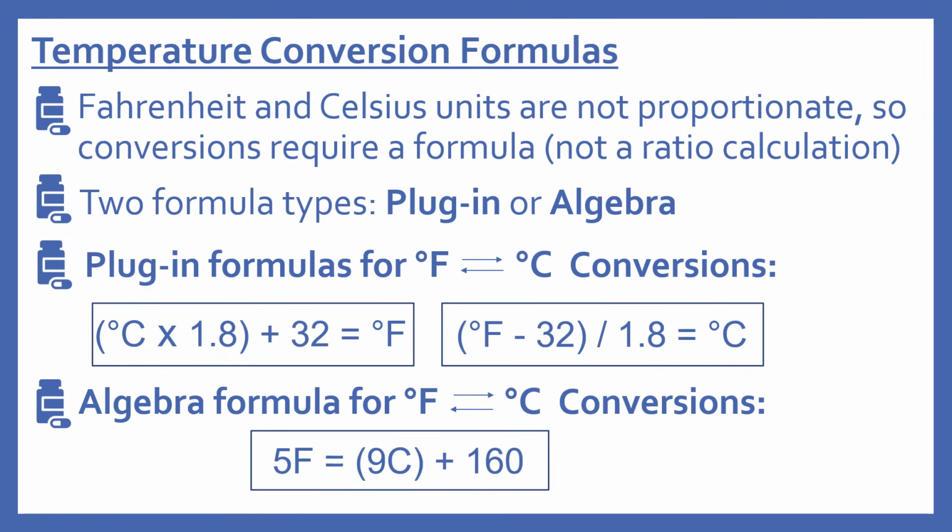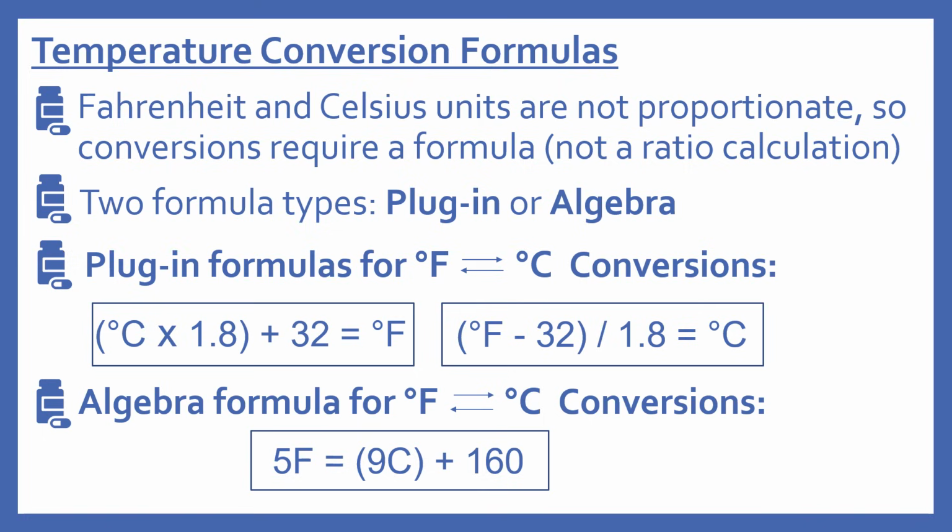Now we'll talk about the temperature conversion formulas. So Fahrenheit and Celsius units are not proportionate, so conversions require a formula. You can't just do a ratio calculation with these because their units are not proportionate. So there are two formula types. There are plug-in formulas or an algebra formula. And the best thing to do is just to choose the formula that's easiest for you because these formulas have to be memorized.